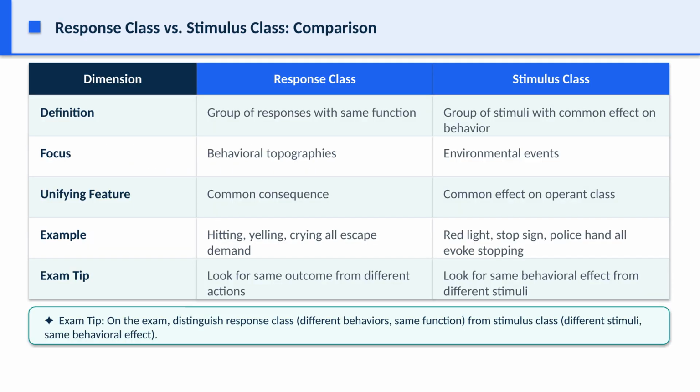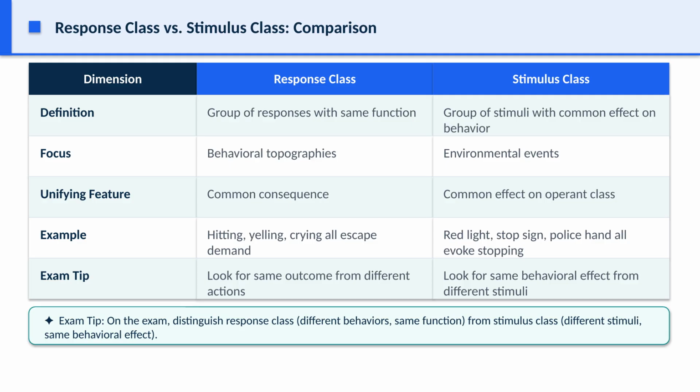For the exam, expect scenario-based questions where you must apply these principles to select the most effective intervention or interpret data correctly. On this slide, we're comparing response class and stimulus class, two concepts that often appear on the BCBA exam because they test your ability to distinguish between what the learner does versus what the environment presents. A response class groups together different behaviors, like hitting, yelling, or crying, that all produce the same consequence, such as escaping a demand. The unifying feature is the common outcome, not the physical form of the behavior. In contrast, a stimulus class groups different environmental events, like a red light, a stop sign, or a police hand signal, that all evoke the same behavioral effect, such as stopping. Here, the focus shifts from topography to the shared function across stimuli.